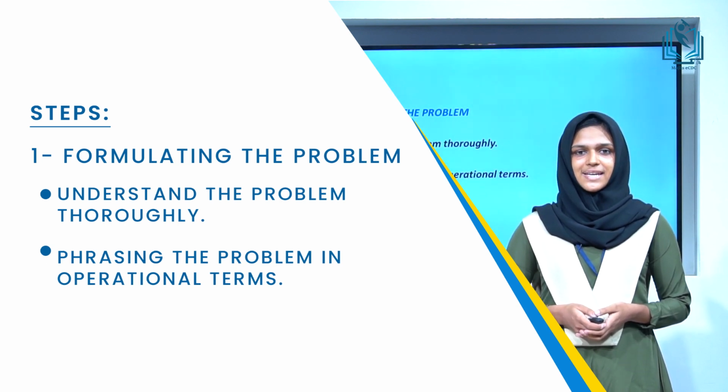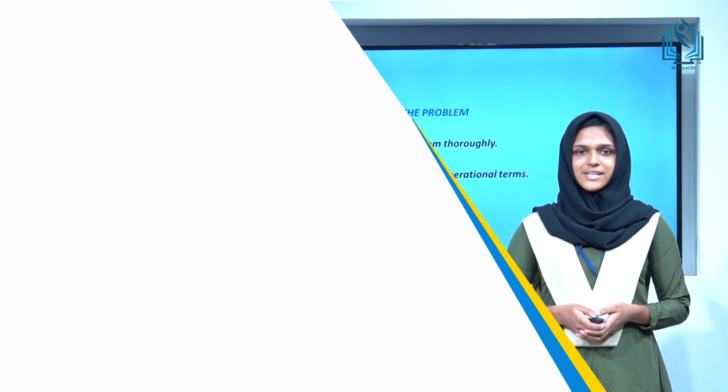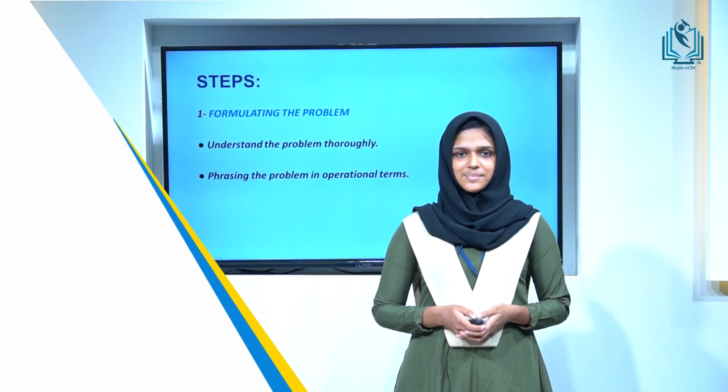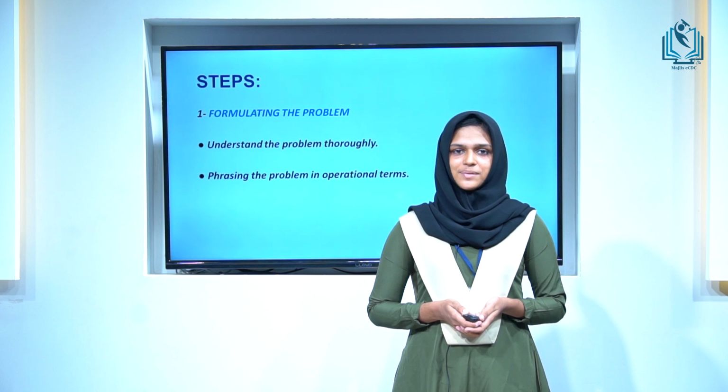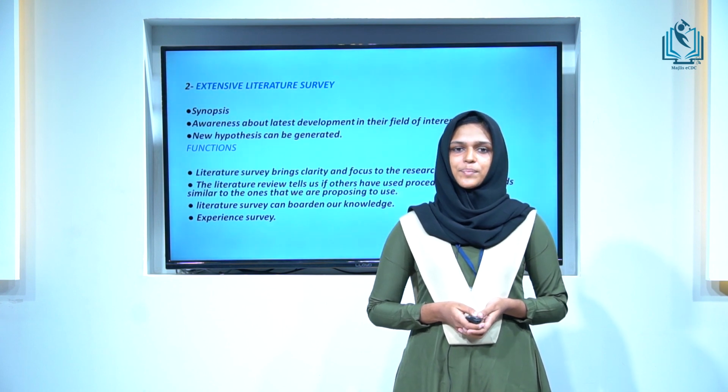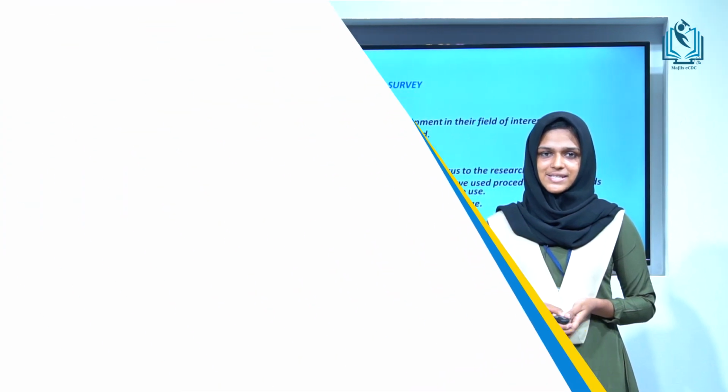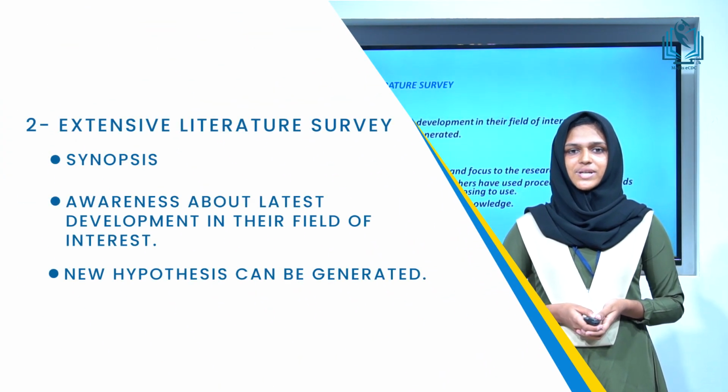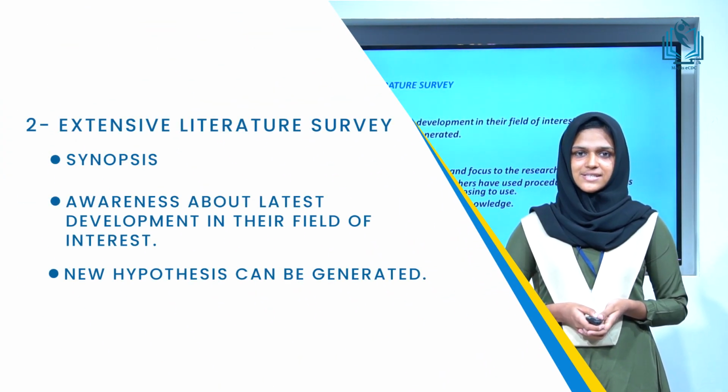And the researcher can state the problem in the form of a declarative statement or in the form of a question. After formulating the problem, a brief summary should be written down. In academic research, this is called the synopsis. And for getting more knowledge in the field of interest, an extensive literature survey is needed. That is the second step included in a social research, the extensive literature survey.